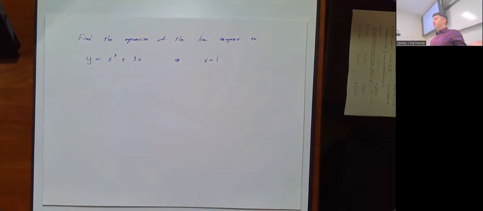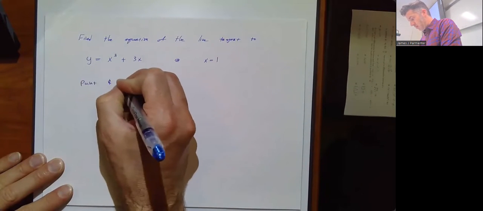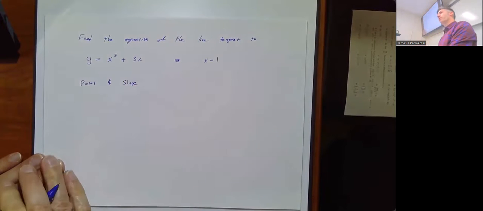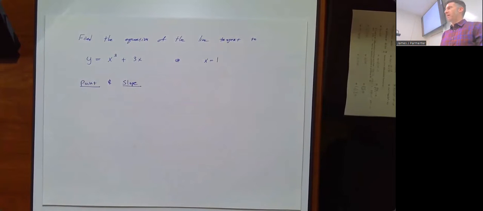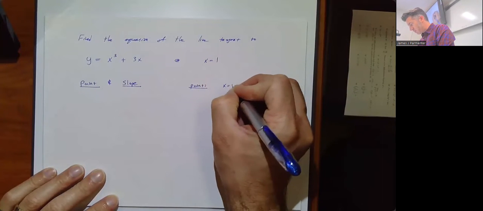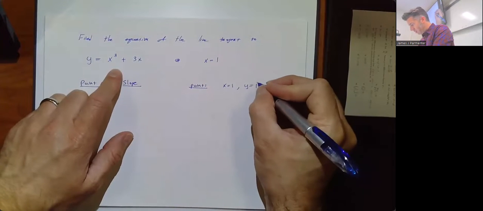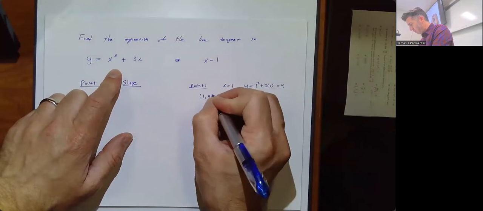So to find an equation of a tangent line, we need a couple pieces of information. In fact, to find the equation of any line, you need two pieces of information. We need a point and a slope. We have half a point. We have the x part of the point, but we need the y part too. So our point is going to be, well, if x is 1, y is going to be 1 cubed plus 3 times 1, which is 4. So our point's (1, 4).